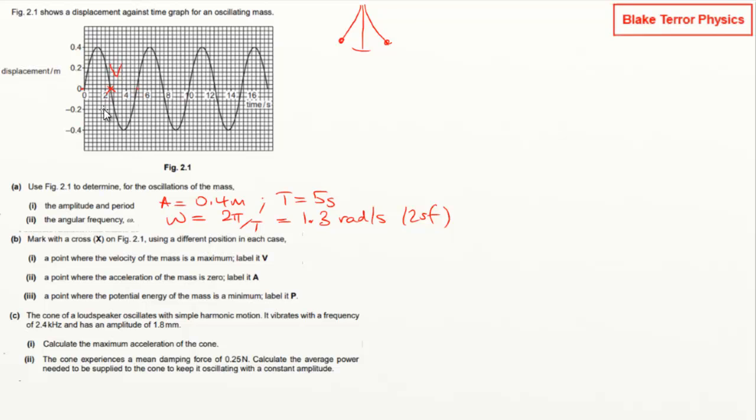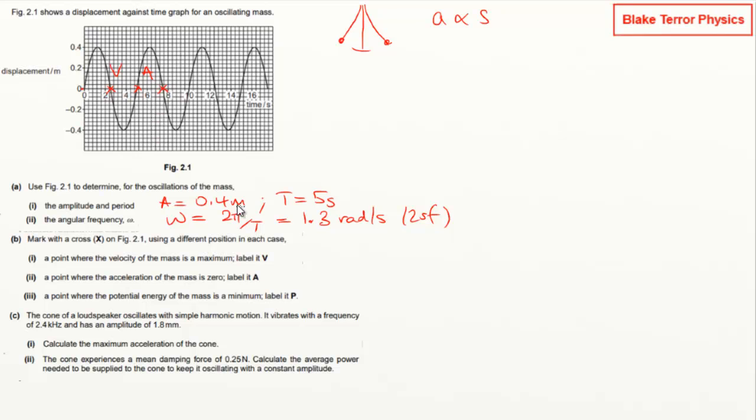So that's a v. It's going to be similar for the acceleration of the mass, because we're only going to get acceleration if we've got force, and we've only got force if we've got displacement. So this is the whole point of SHM, isn't it? Acceleration is proportional to the displacement and directed back towards the equilibrium point. But in terms of magnitude, it's going to be a minimum at no displacement. So that's our A.